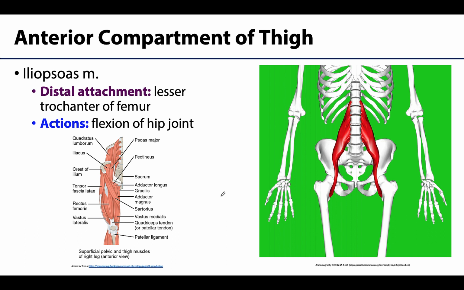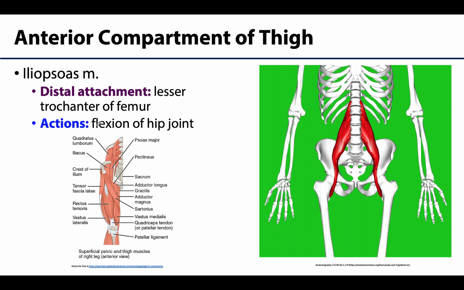We're going to start with the anterior compartment, and these first two muscles are often lumped in with the anterior compartment, but there are some distinct differences, as in they're not part of the quadriceps portion of the anterior compartment. But they are important nonetheless, so we're going to point them out. Starting with the iliopsoas muscle.